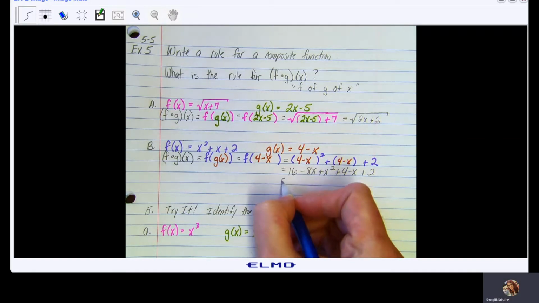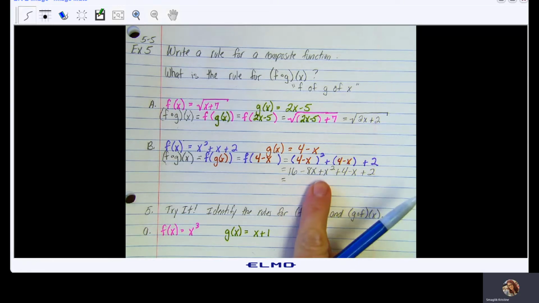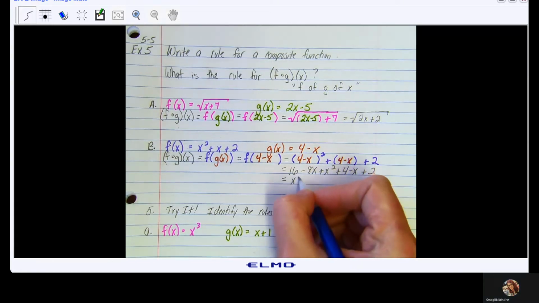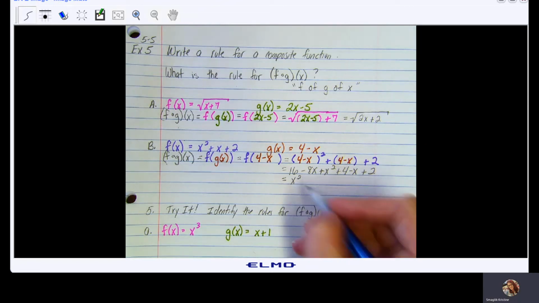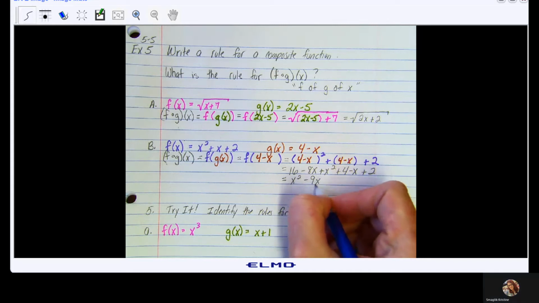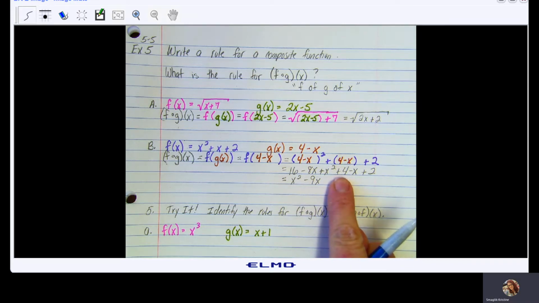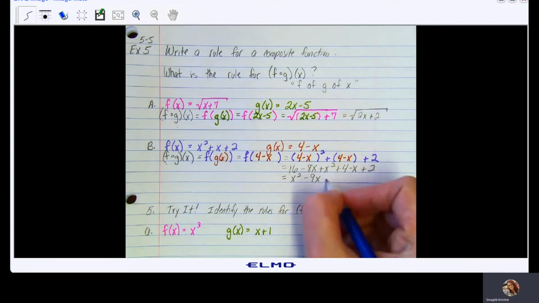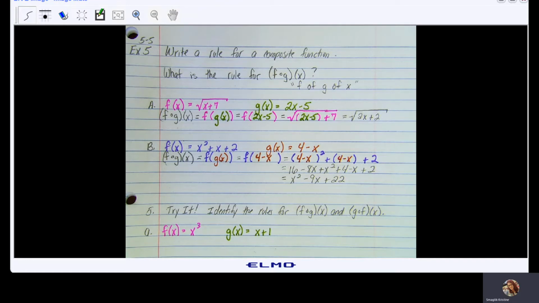And now let's just clean this up. I'm going to go ahead and start working this, putting this in standard form. So I have x squared. If I look for my x terms, I have a negative 8x and a negative x, so that's a negative 9x. And then I have a 16 plus 4, so that's 20, and then plus 2, so that's 22. So f of g of x equals x squared minus 9x plus 22.